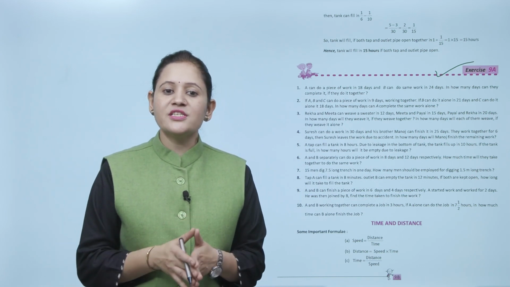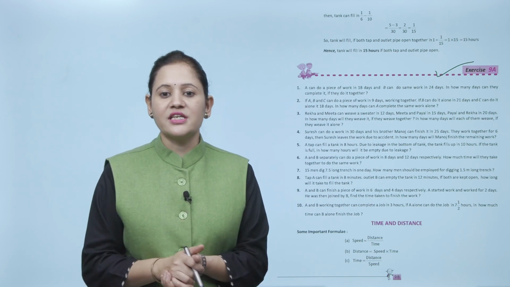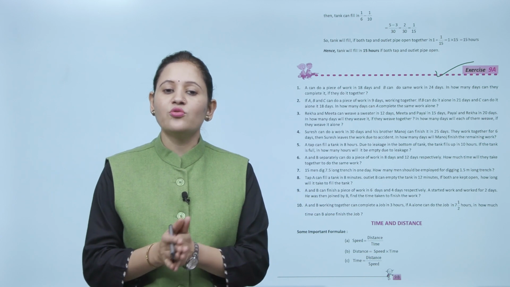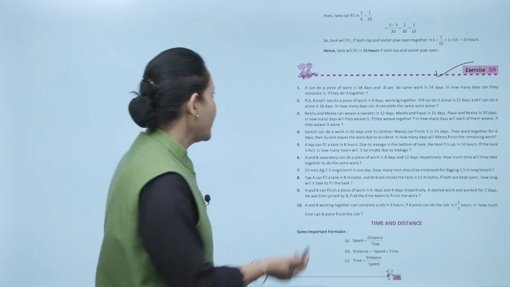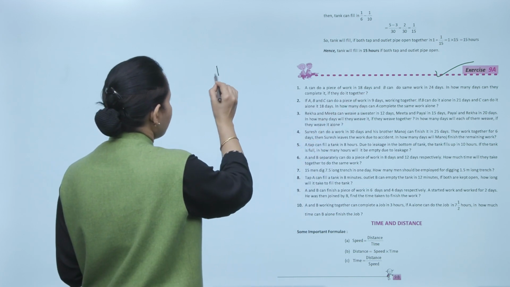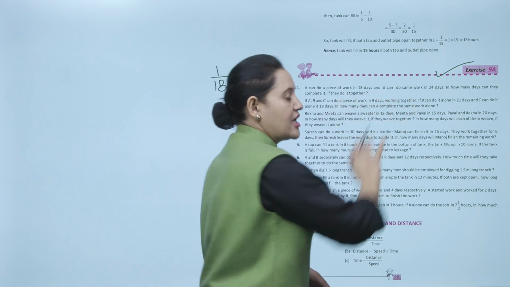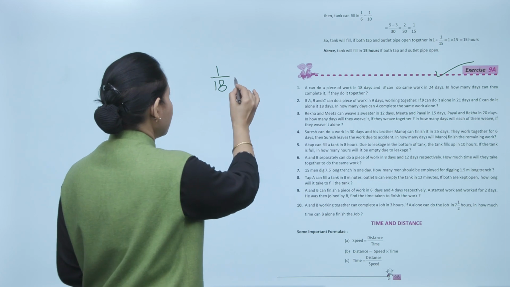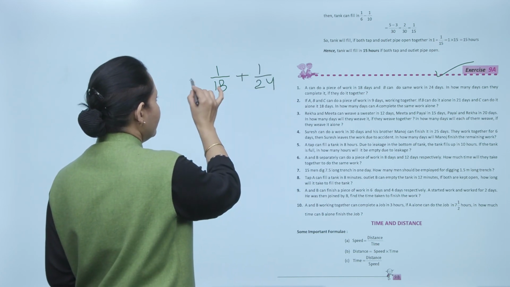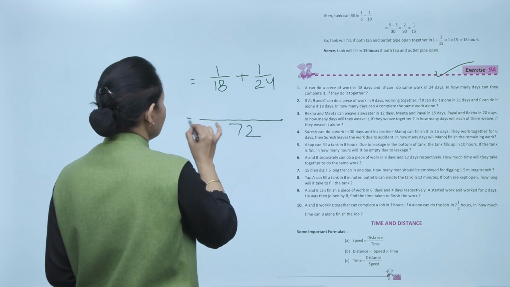A can do a piece of work in 18 days and B can do the same work in 24 days. In how many days can they complete it if they do it together? So, A can finish the work in 18 days. So, A's 1 day work will be 1 upon 18 and B's will be 1 upon 24. If both work together, we will add them. LCM is 72.